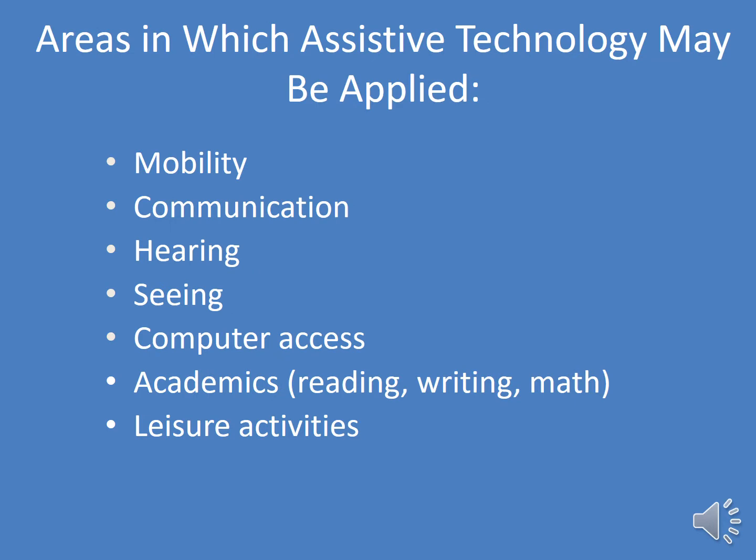So we're going to talk a little bit now about areas in which assistive technology can be applied. These include mobility, communication, hearing, seeing, computer access, academics, and leisure activities.